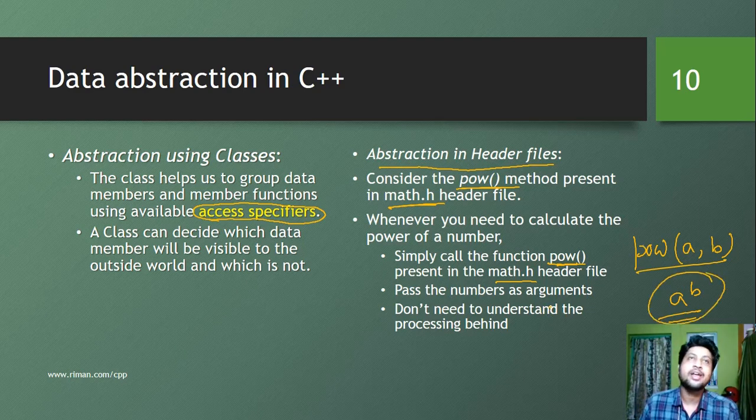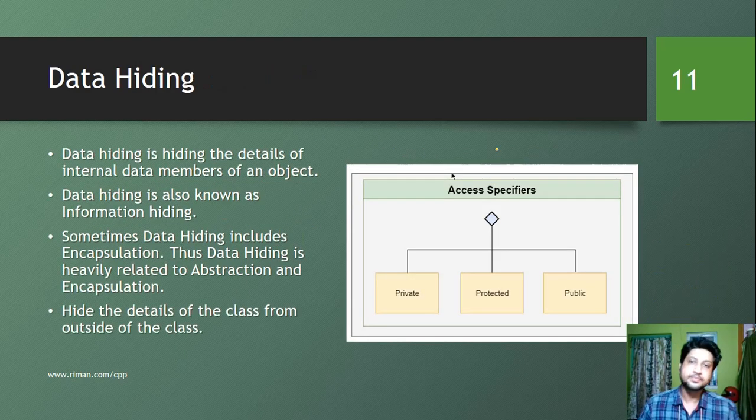But we are not aware how it is happening or what background processing is done while getting that particular value from this power function. So we are not interested in that. We are interested in that we give some input and it gives us the result. So this is one of the abstractions that are used in C++. There are two types of abstractions that are available in C++. One is using classes, another one is using header files.